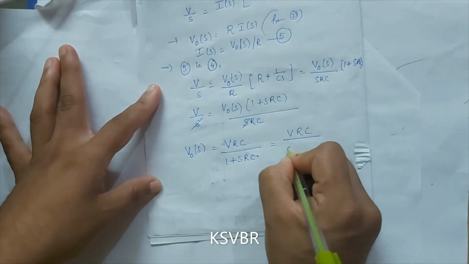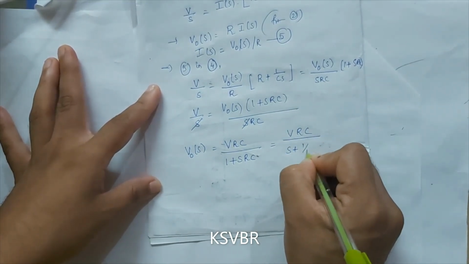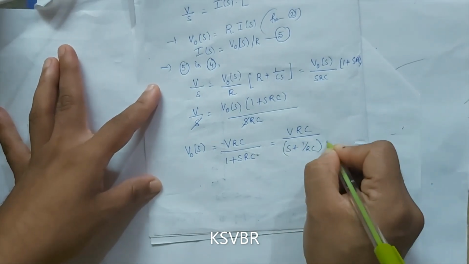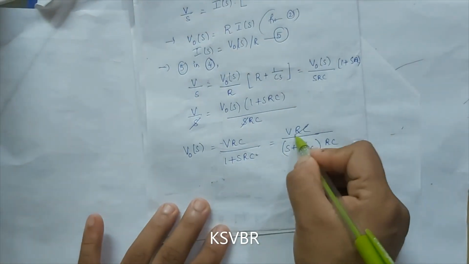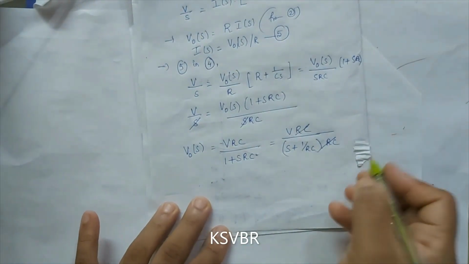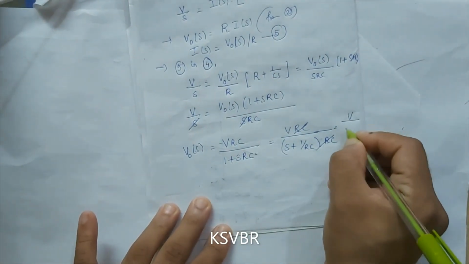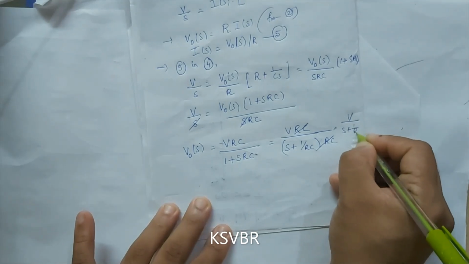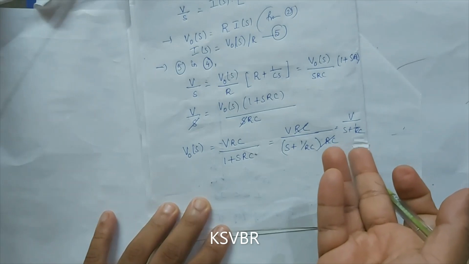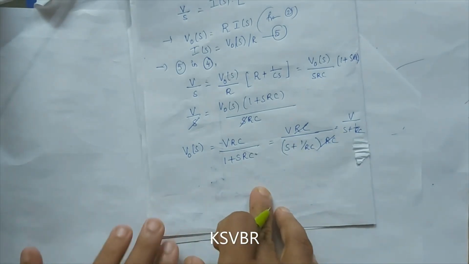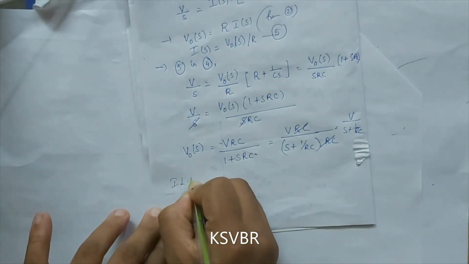VRC by S plus 1 by RC into RC. I took RC as common, so cancel RC and RC. V by S plus 1 by RC. That is in a compatible form to apply inverse Laplace transform, right? So now apply inverse Laplace transform.